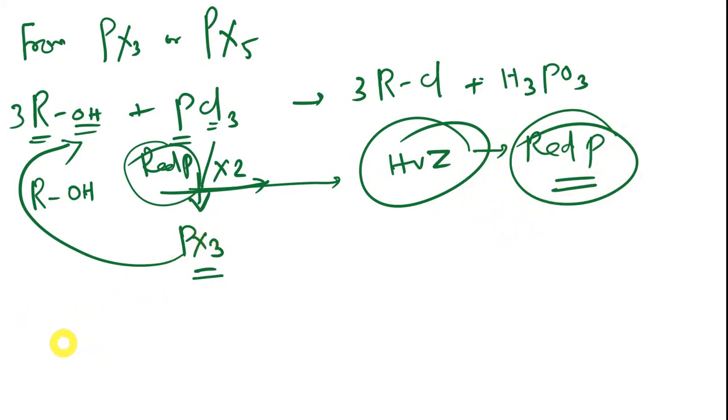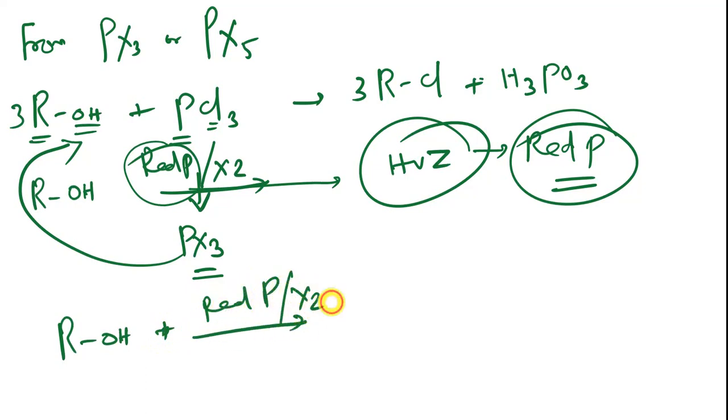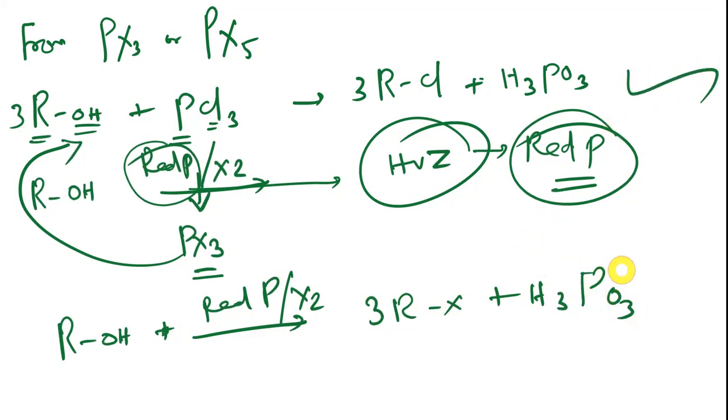Right. So let us write this equation, that is ROH plus, in the presence of red phosphorus, X2. So that will give rise to PX3. So again, the same sort of reaction will be there. 3RX will be there plus H3PO3 will be there. The same set of reaction, what we have written, plus H3PO3. Got it? So this is in the case of PX3.